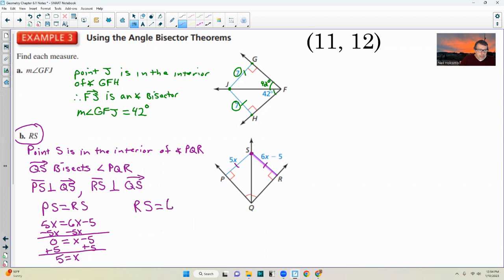RS is right here, 6x minus 5. Substitute in our given. We found x, so 6 times 5 minus 5. So RS equals 30 minus 5. So RS equals 25. And if I plug 5 in over here, 5 times 5 is also 25. That's how we check. So the x value of 5 makes this true. And that's how you do this. So now you should be able to do problems numbers 11 and 12.